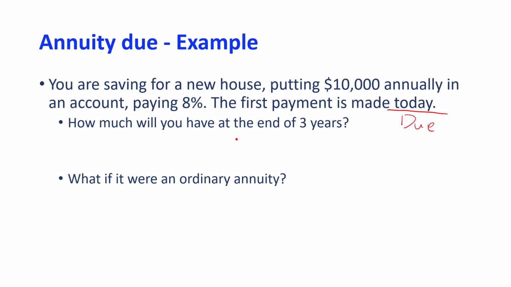So usually the question has a keyword that tells you whether the series of cash flows you're seeing is an ordinary annuity or an annuity due. So this is our keyword now. Because it says today, we know that it's going to be an annuity due. How much will you have at the end of 3 years? And what would be the future value if it was an ordinary annuity?